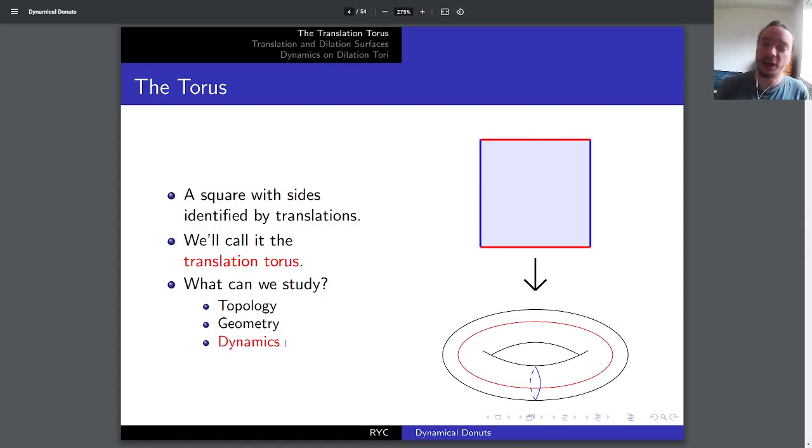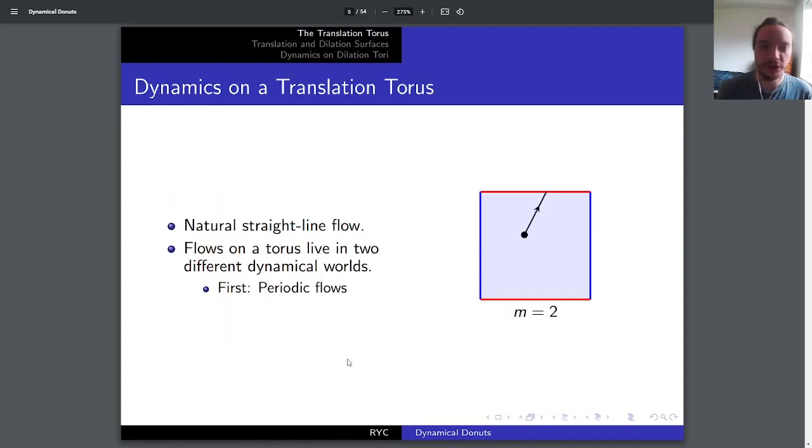And questions about dynamics look something like, if you start at a point and you start moving around, then what's going to happen in the long term? Where will you end up? Will you come back to where you started? Does something else happen? Can we answer questions about moving around on the surface? So this is what we're going to talk about. So let's start to understand the dynamics on a translation torus.